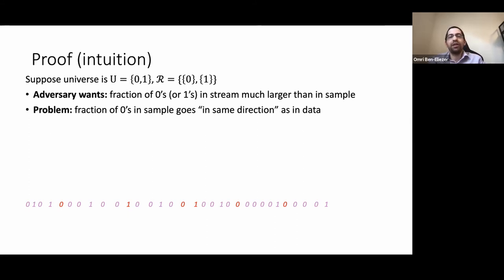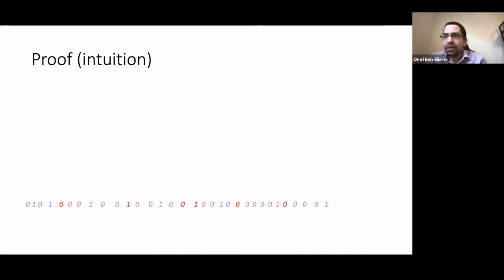So if the adversary chooses to add a zero to this stream, then it slightly increases the frequency of zeros in the stream. It can also substantially increase the frequency of zeros in the sample. So there's no free lunch here. Anything that you do, you lose somehow. And this could be formalized.